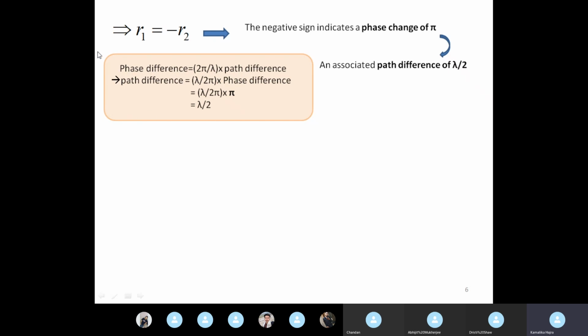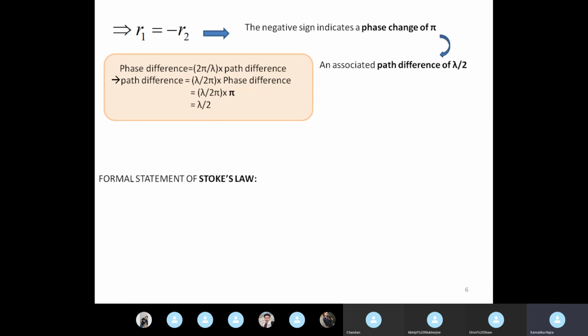You see the definition of phase difference is 2 pi by lambda into path difference. So path difference is equal to lambda by 2 pi into phase difference. So here phase difference is pi. So path difference is lambda by 2. So we see that when this phase change of pi takes place, it has to be associated with a path difference of lambda by 2.